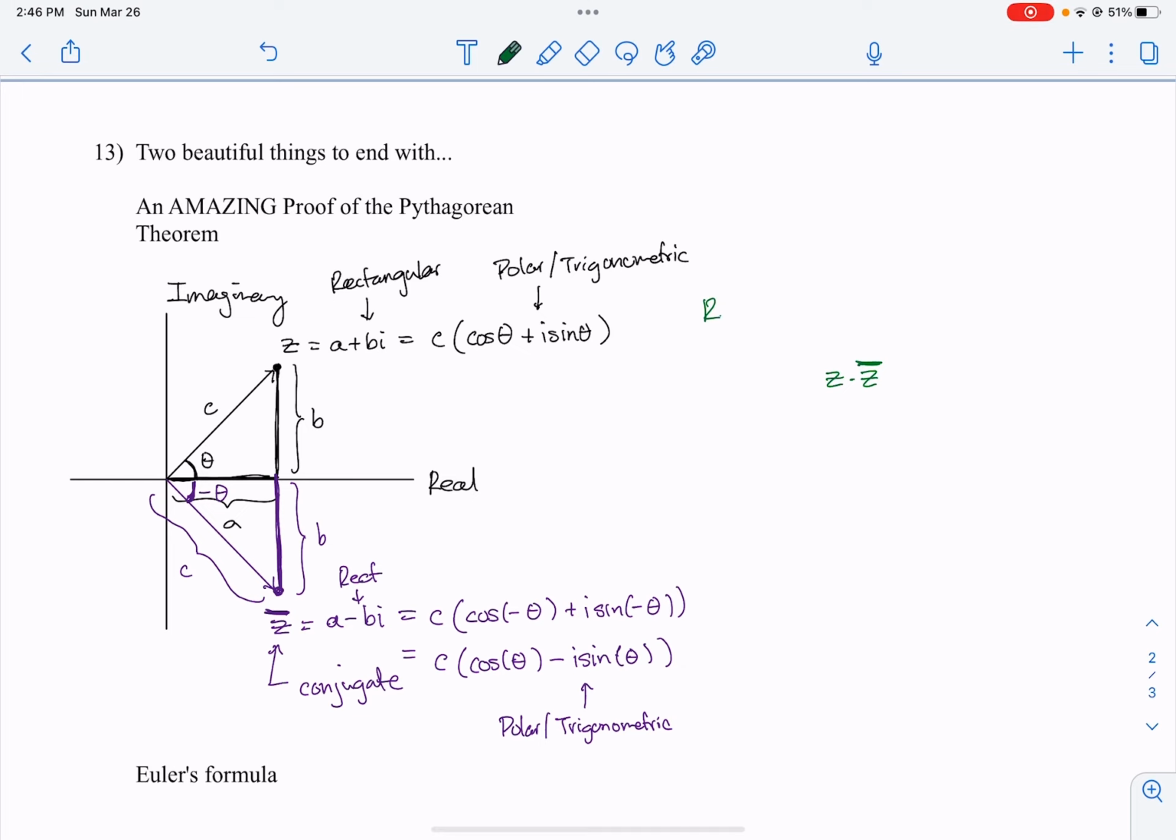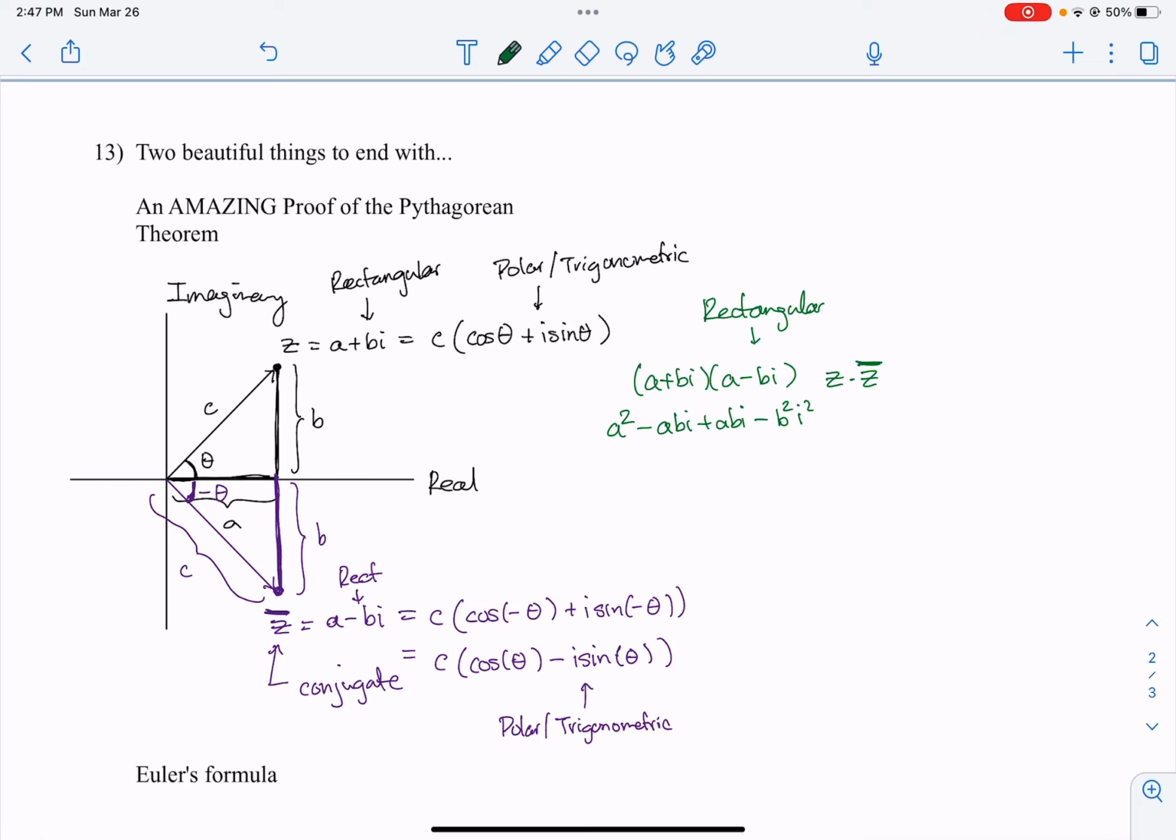One way is completely in rectangular form. If we do z times its conjugate, that's the same as a plus bi times a minus bi. And if we multiply all this out, what do we get? We get a squared minus abi plus abi, and then minus b squared i squared.